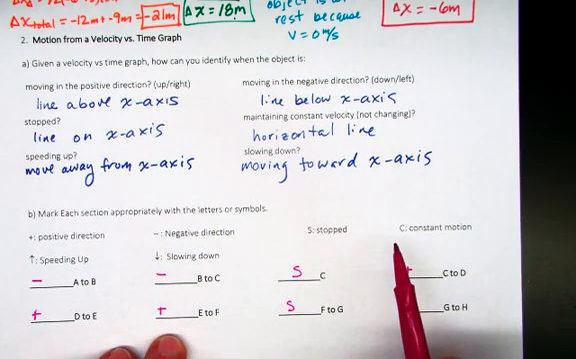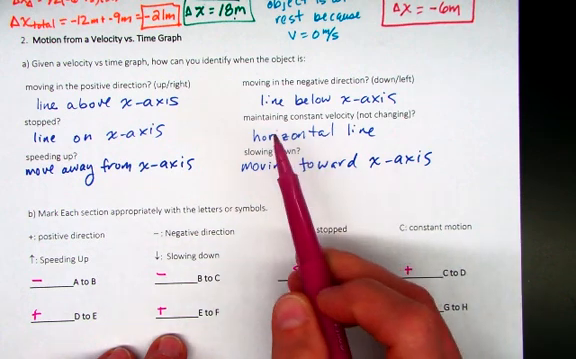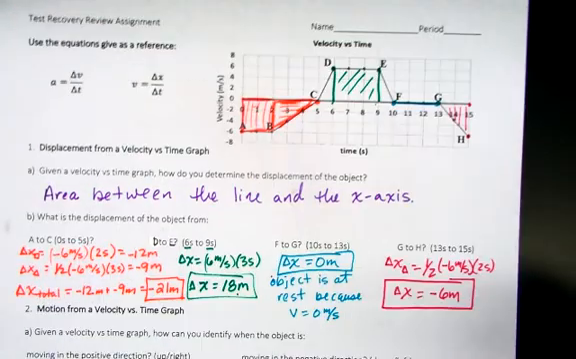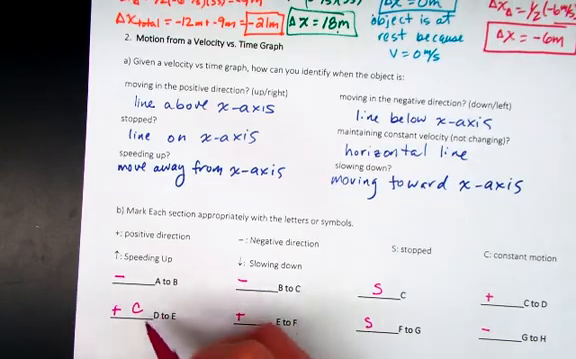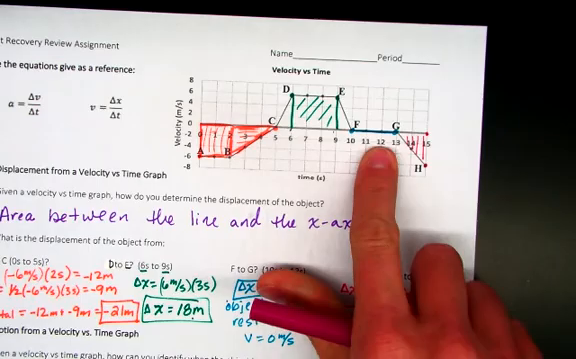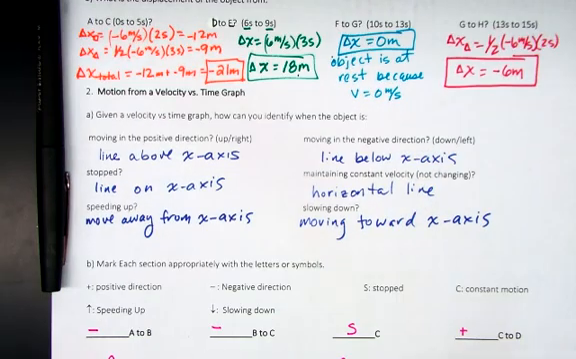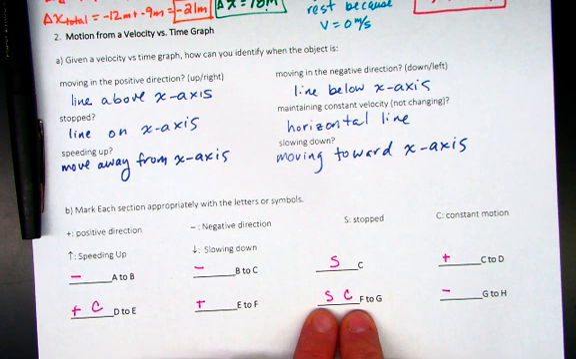And then constant motion means I'm not getting faster, I'm not getting slower. That's my horizontal line here. So constant motion is D to E. So I'm going to put a C for constant, and it's F to G. So F to G is constant. So we're stopped, but we're also constant.